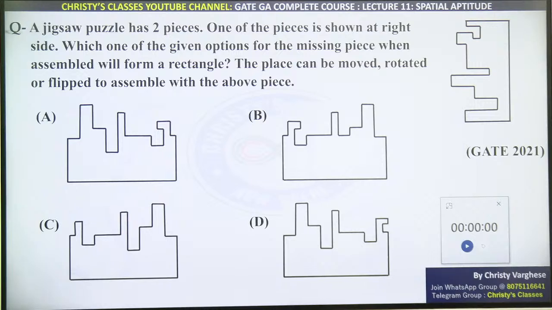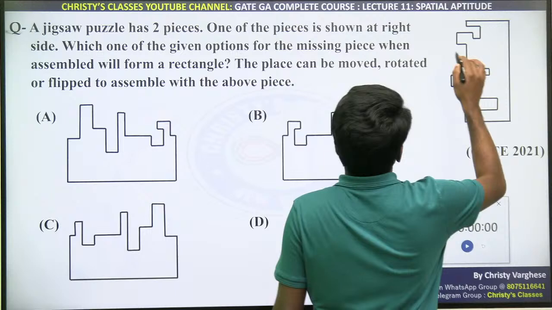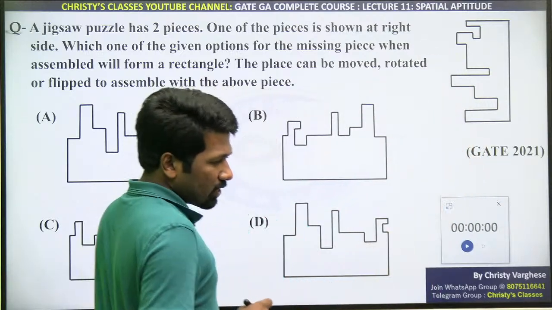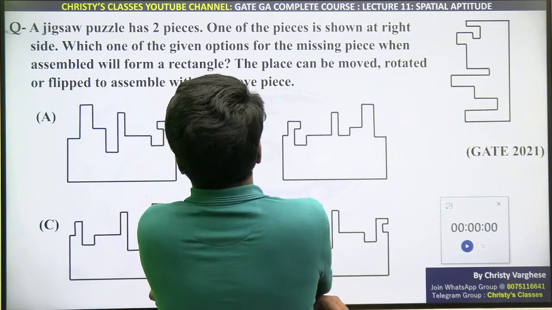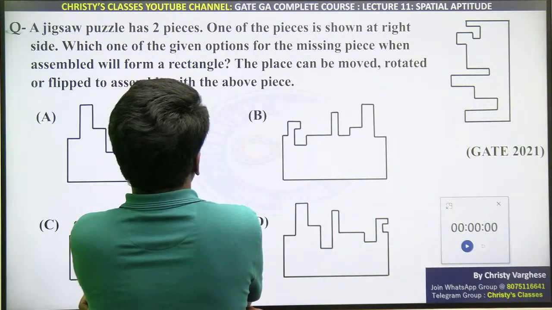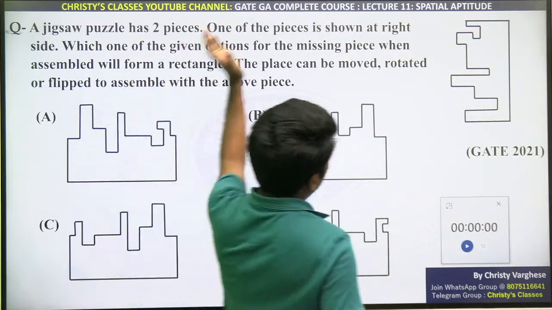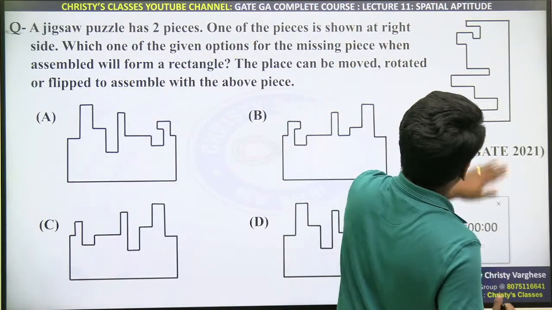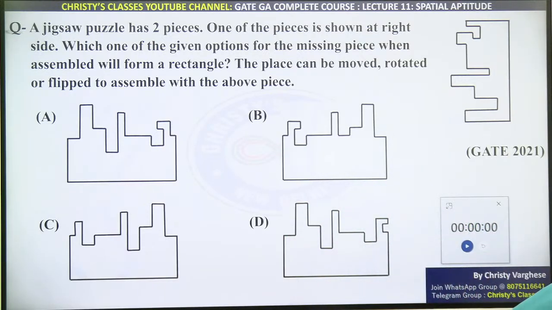So here what you can do is complete this picture and see. You need to form a rectangle. Now the question is saying that a jigsaw puzzle has two pieces. One of the pieces is shown at the right side. Which one of the following given options for the missing piece, when assembled, will form a rectangle? That means, for example, if option A is the answer, then when this picture is fixed that way, you should get a complete rectangle. I'll just adjust the image a bit to explain it better. Shift it to the right.